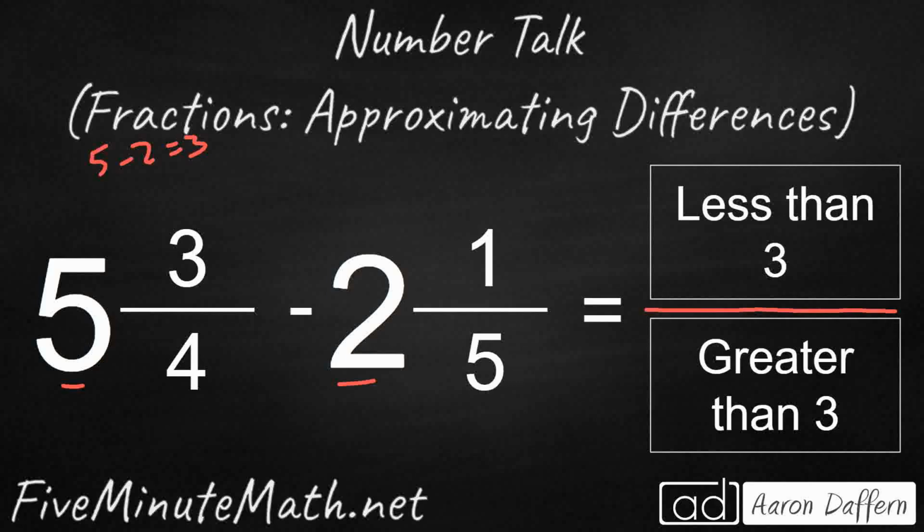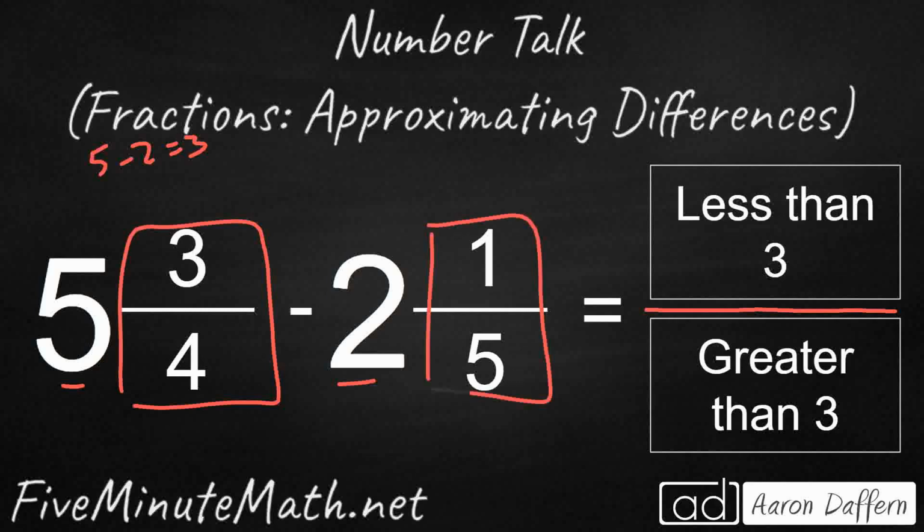So really what's going to make the difference are our two fractions, 3/4 and 1/5, right? So if 3/4 is smaller than 1/5, and you're taking away a larger number, it's going to end up being less than 3. But if 3/4 is larger than 1/5, you're still going to have some left over, and that means you're going to be a little bit above 3. So let's look at 3/4 and 1/5, because that's really what it comes down to.